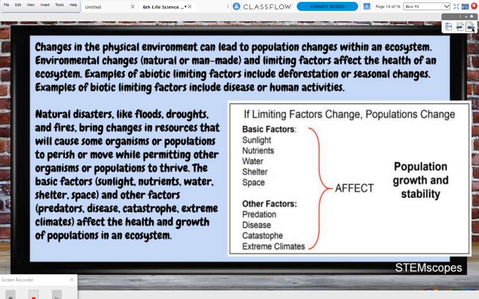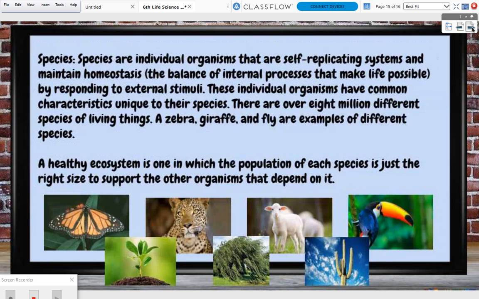The basic factors, sunlight, nutrients, water, shelter, and space, and other factors, predator, disease, catastrophe, extreme climates, affect the health and growth of populations in an ecosystem. So I have a graphic here from STEM Scopes about what can limit a population. And so you can see the basic factors and other factors and how that can affect population growth and stability.